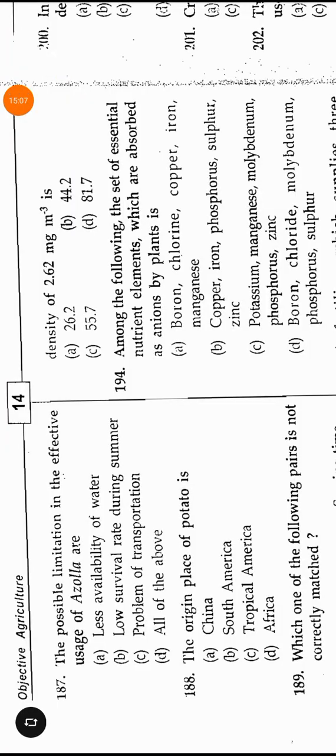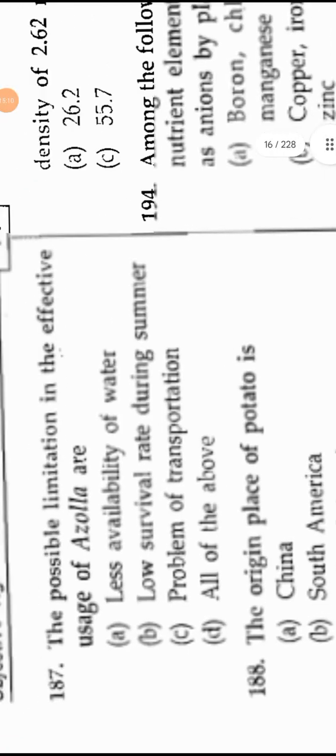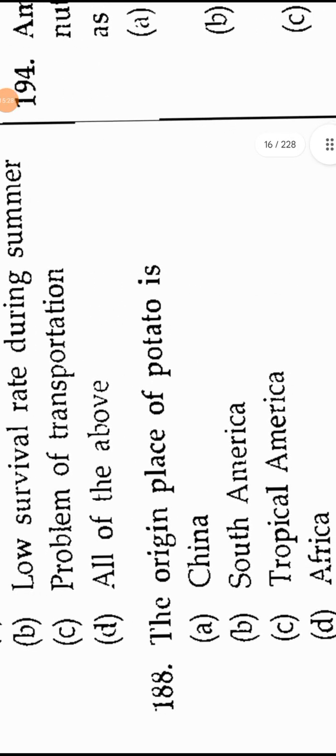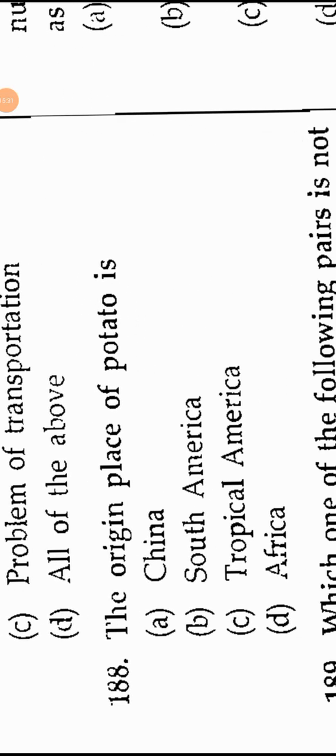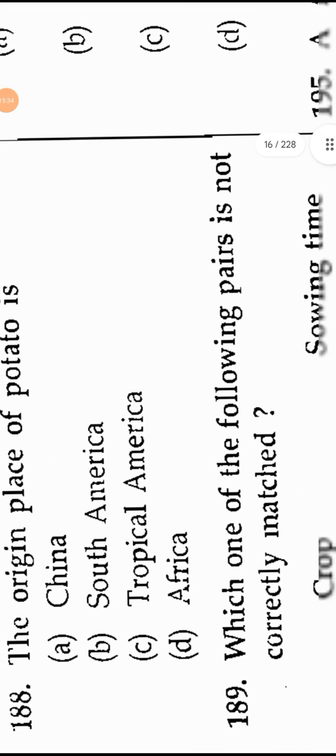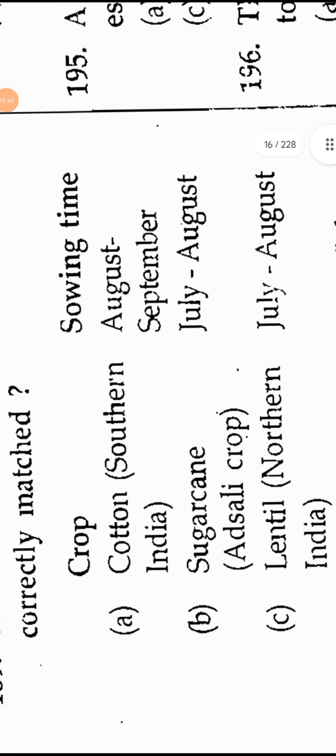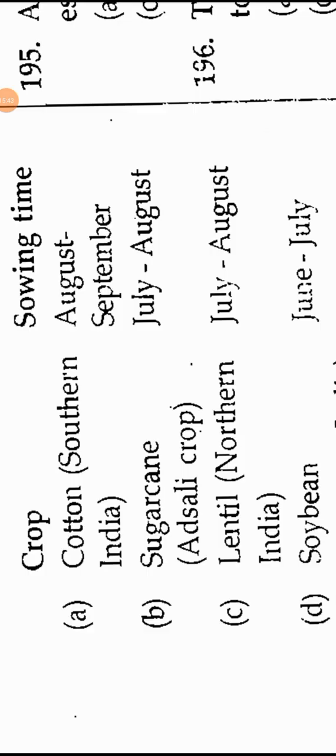It is option D, carbamates, dinosab. Question number 187. The possible limitations and the effective uses of azolla are, option D, all of the above. That is, less availability of water, low survival rate during summer, and a problem of transportation. The origin place of the potato is South America. Which of the following pairs is not correctly matched? It's option C, lentil, northern India, and its sowing time is July-August.